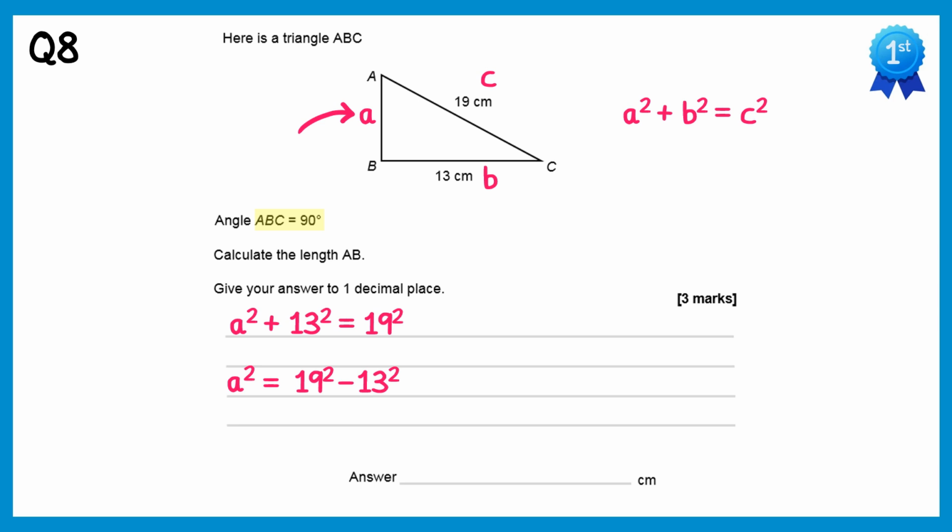We can then work these out, so a squared equals 361, take away 169, which gives you 192, and then we can just square root this. So a equals the square root of 192, which comes out as this number here. The question does say though, give your answer to one decimal place, so we're going to need to round this number, and it comes out at 13.9.